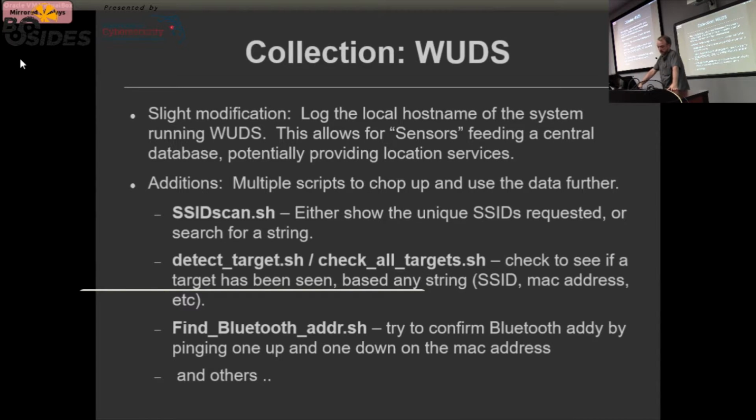A few of the scripts that I've added: SSID scan, just to quickly go through the database that it kicks out. A couple scripts called check all targets and detect targets. You can configure it to know certain things about a target, and this is just a script to go through and see if it's seen the target recently. I mentioned the Bluetooth address script. That is just to go through and, like I said, go up one in hex and down one in hex and try to connect to the device and just let you know if it found what it believes to be the correct one. So if you want to bust out your Ubertooth or do whatever dirtiness there, you can.